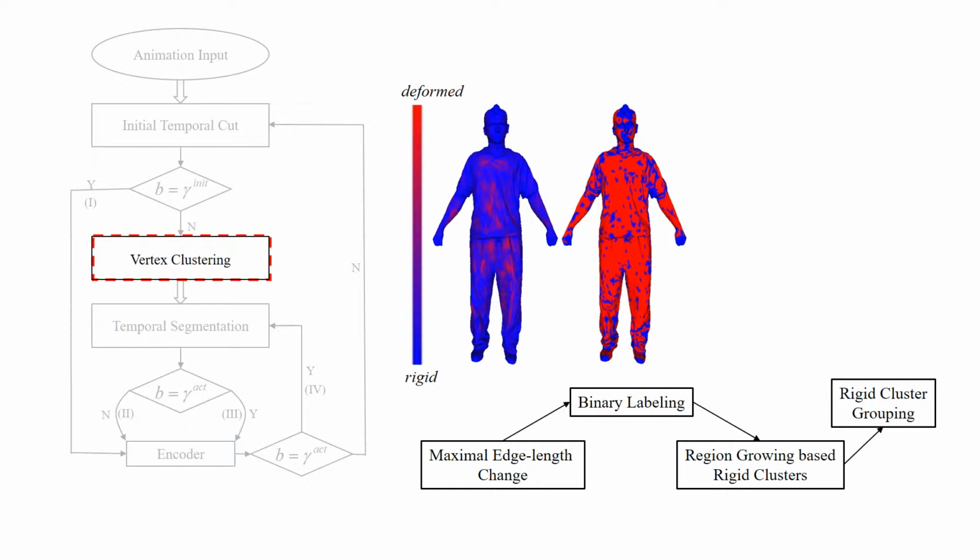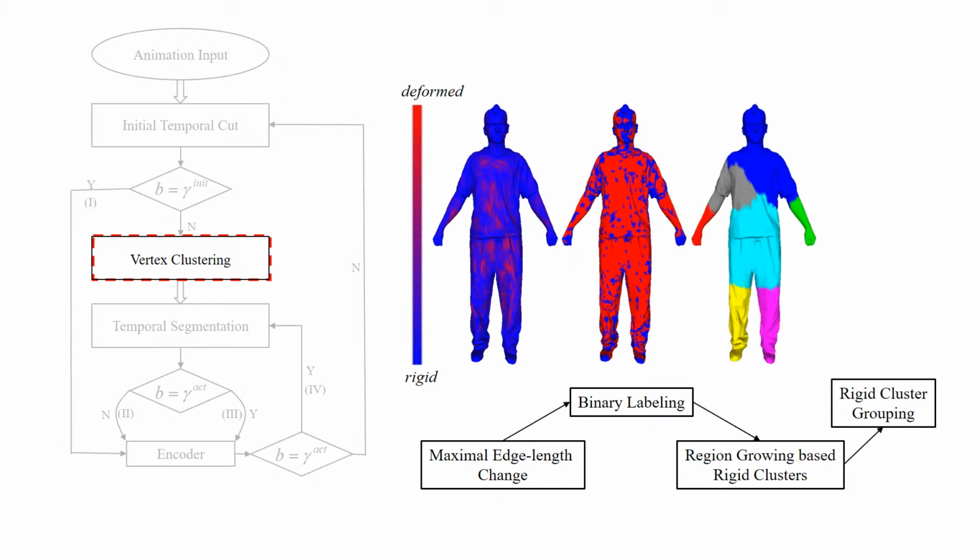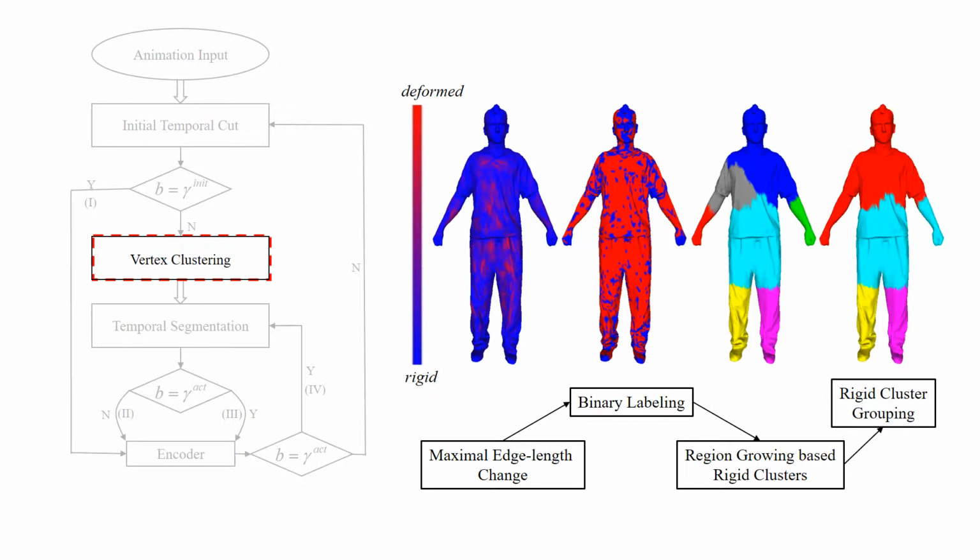Based on the binary labeling results, we merge the topologically connected rigid vertices into rigid regions, which become initial spatially rigid clusters. Finally, we classify the rigid clusters into groups with optimal internal affinities, which facilitates exploiting the spatial redundancy towards better compression performance.